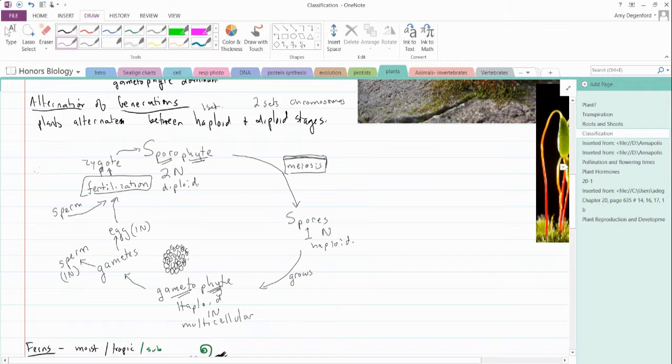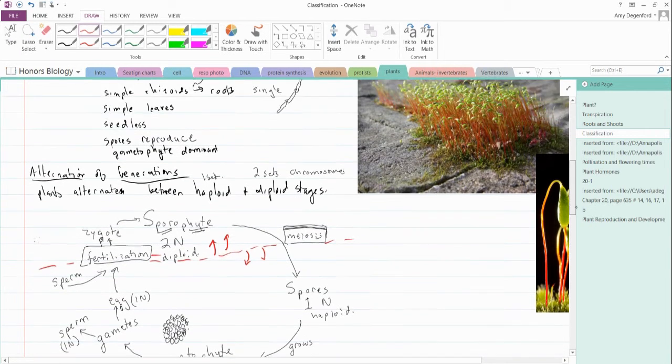Now, in mosses, and sorry, before we move on, so you can real quickly see, if I change colors, right between these two would be our division between haploid and diploid. Anything on this side is going to be diploid. Anything on this side is going to be haploid. So you can see why they call it alternation of generations.